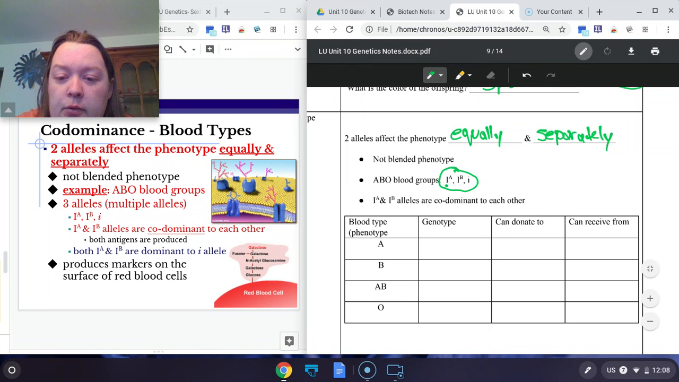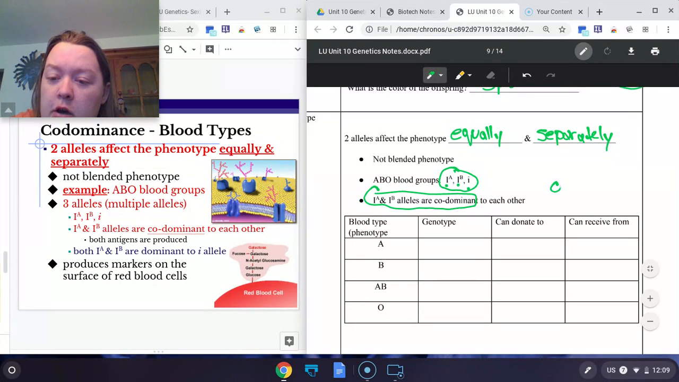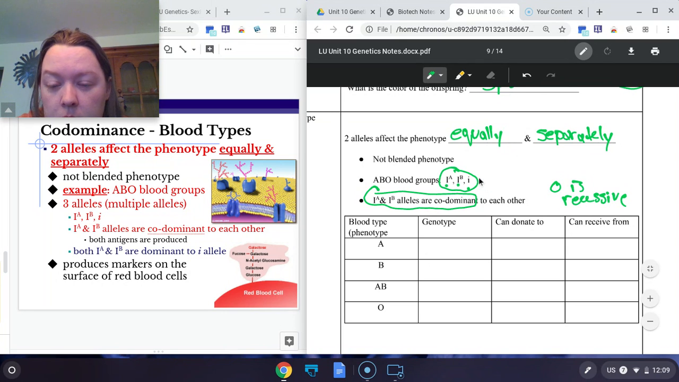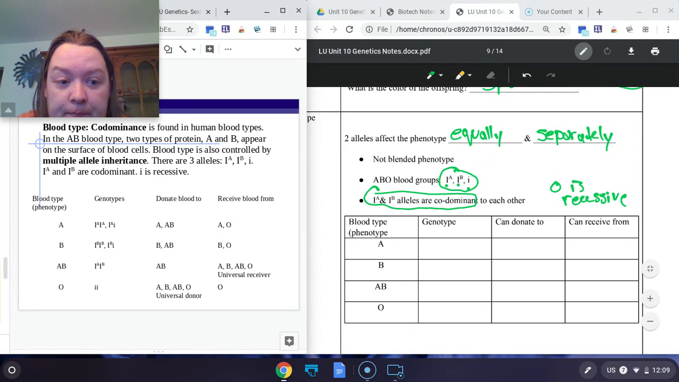So an I with the superscript A is going to be the allele for an A. I with the superscript B is going to be the allele for B. And then a lowercase i is going to represent the blood type O. The reason is because A and B are codominant, so they're both dominant, but O is recessive. Therefore, it is represented with a lowercase i. So you could use the I notation, or you could just use typical letters. When we're looking at genotypes, I'll use the I for the genotypes.